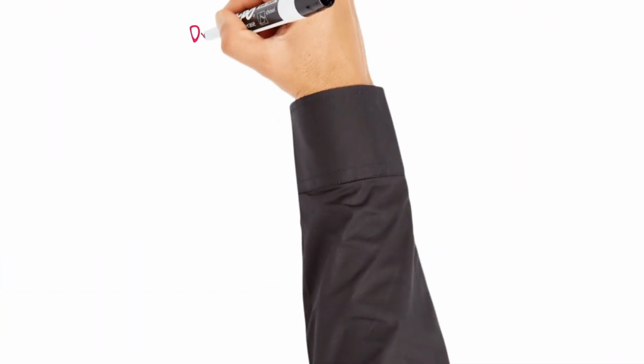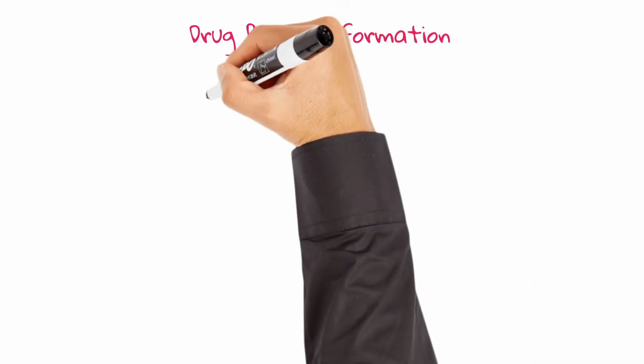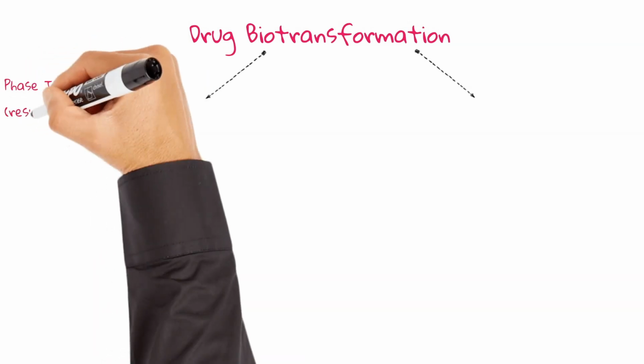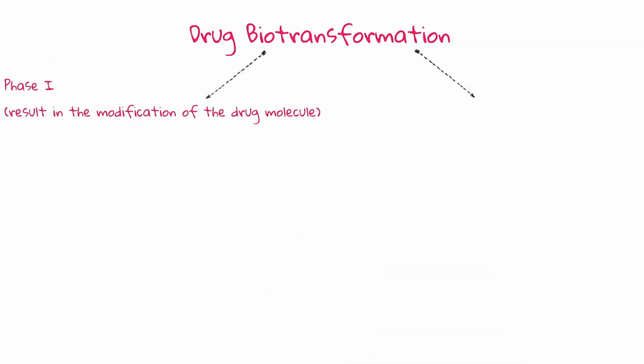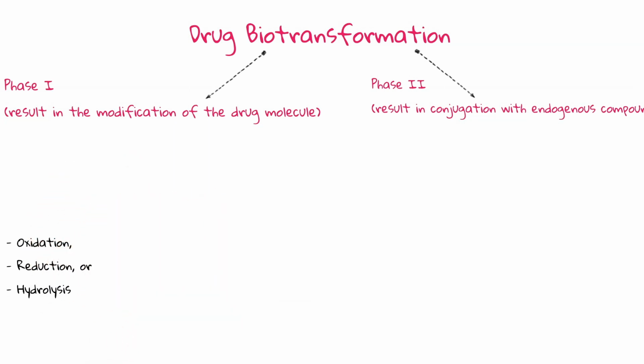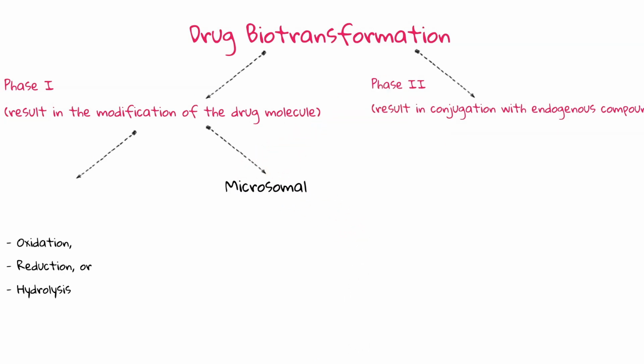There are two broad types of biotransformation, called Phase 1 and Phase 2. Phase 1 reactions result in the modification of the drug molecule via oxidation, reduction, or hydrolysis. Phase 1 reactions can also be classified into microsomal and non-microsomal reactions. Microsomal metabolism involves cytochrome P450 isoenzymes.